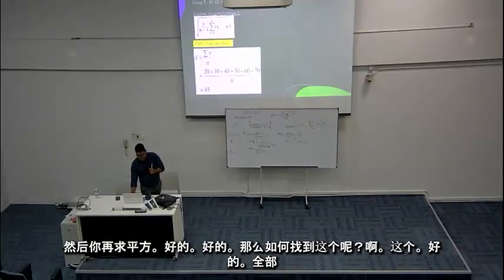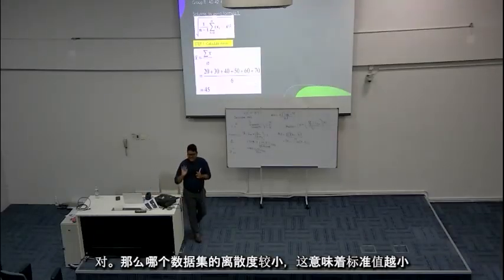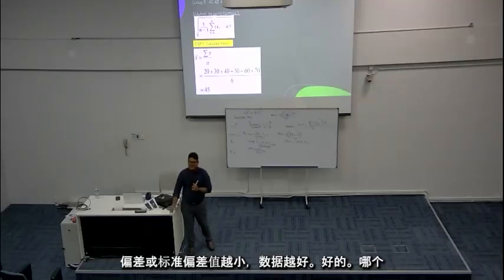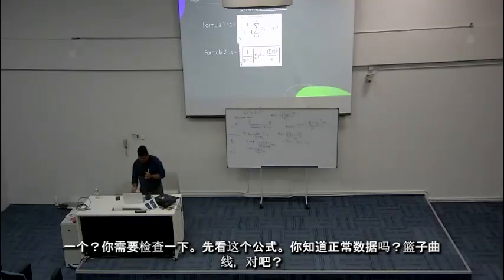So how to find this one? Which data set has less dispersion? The smaller value of the standard deviation indicates the better data. Which one? We need to check this formula first.